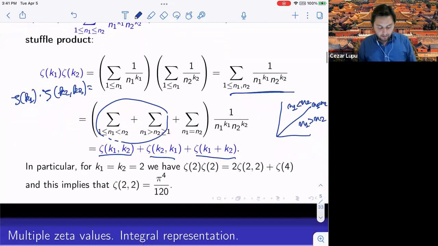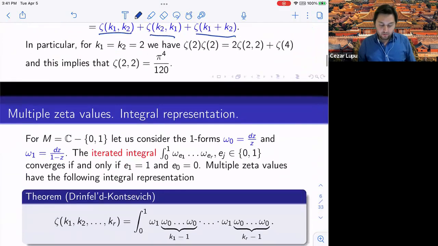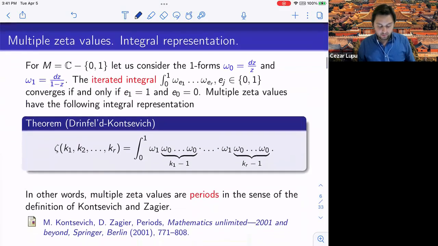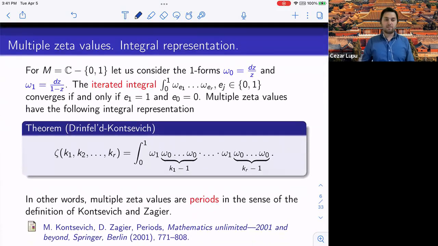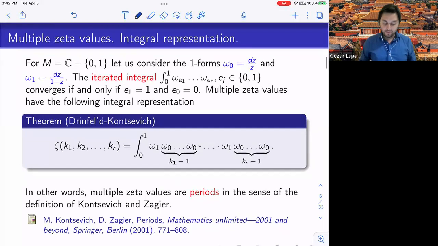All right. But now, like I said, we can do something else to these multiple zeta values. And in fact, this was an observation made by Kontsevich, who showed that these multiple zeta values are what we call periods. So these are the naive periods in the sense of the definition of Kontsevich and Zagier given in this paper. So this is what we call naive periods.